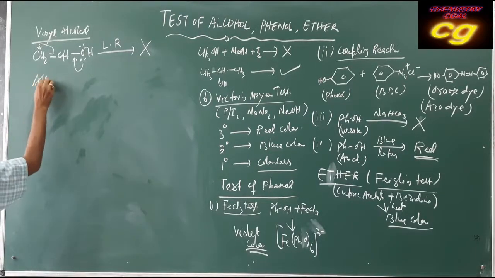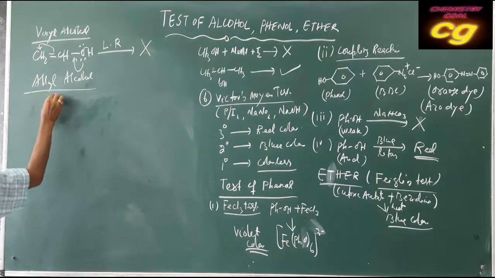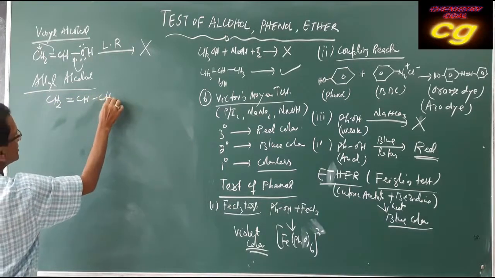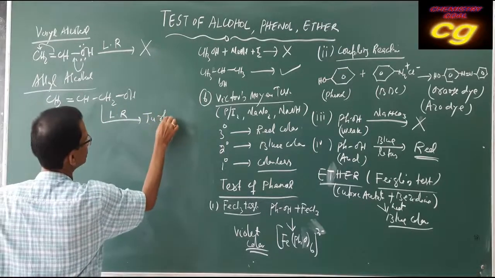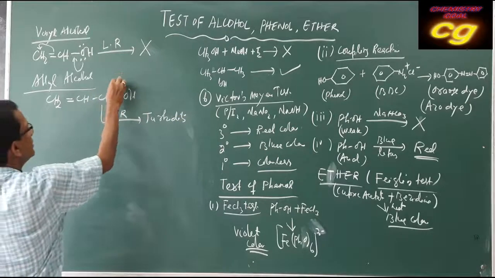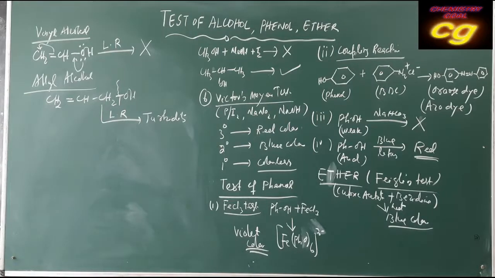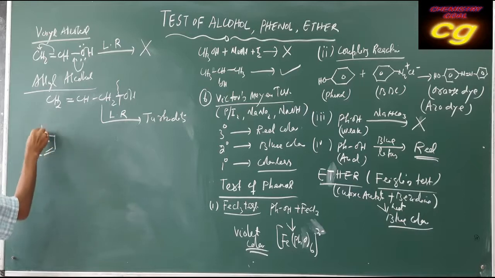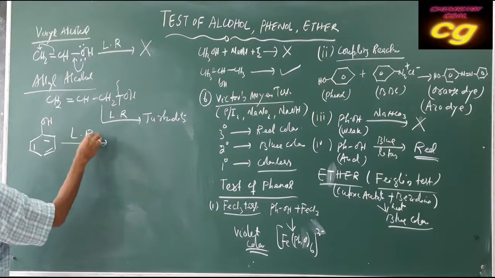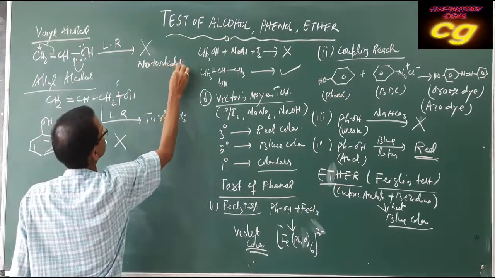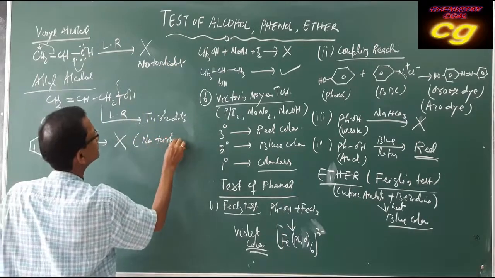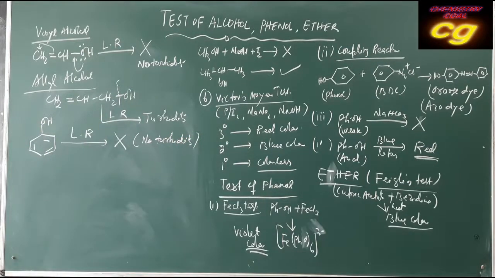But allyl alcohol, CH2=CH-CH2OH, gives turbidity with Lucas reagent, because the OH can be substituted by Cl minus. That's why allyl chloride gives the Lucas test, but vinyl chloride does not. Phenol does not give the Lucas test. If you add Lucas reagent to phenol, no turbidity is produced. That's why it is a very important difference between phenol and alcohol.